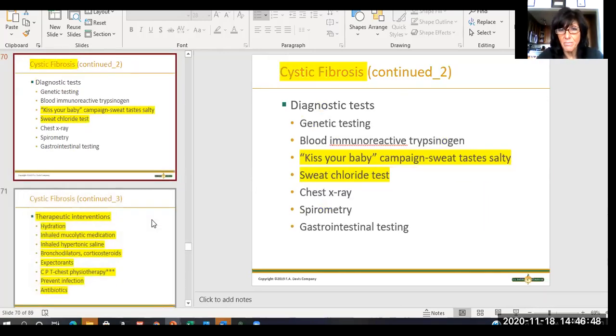I haven't seen ATI ask it, the boards. Kiss your baby. One of the easiest things a parent can do is kiss the baby on the cheek. If it tastes salty, the baby probably has cystic fibrosis. You will taste it just as if you took a tablespoon of salt and poured it on their skin, okay? So you kiss them, and if their sweat is very, very salty, get them tested. It's the sweat chloride test, which is one of the signs of cystic fibrosis.